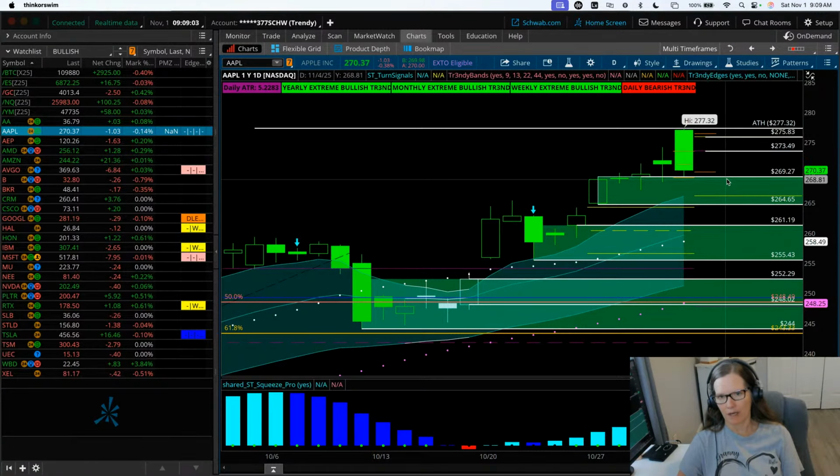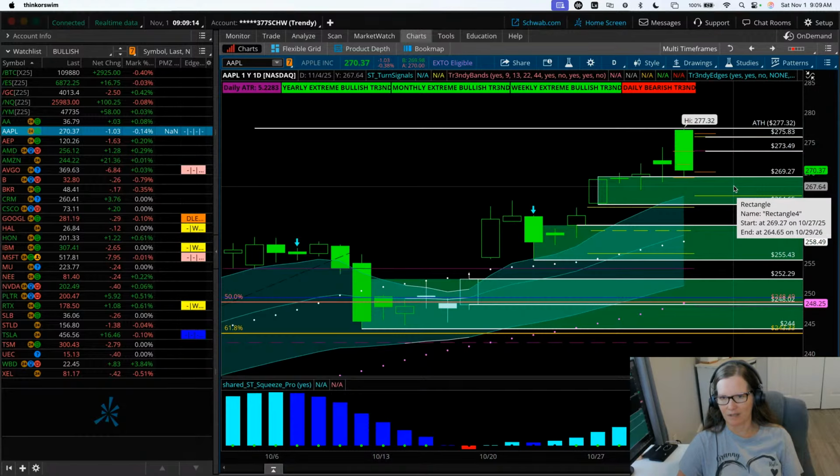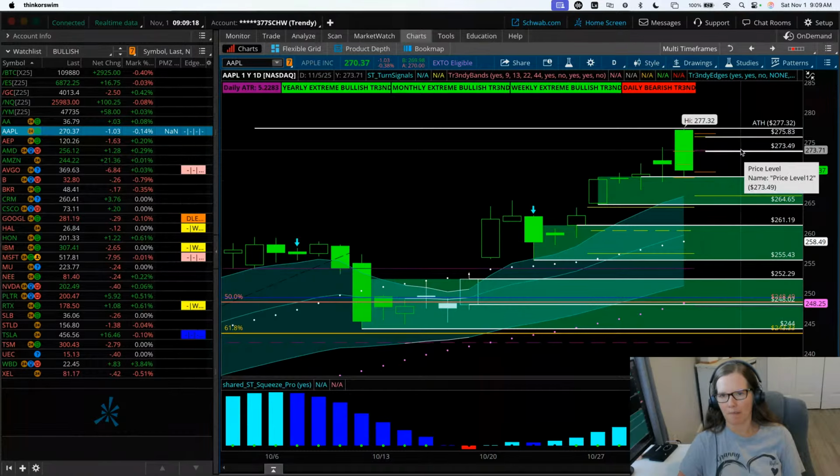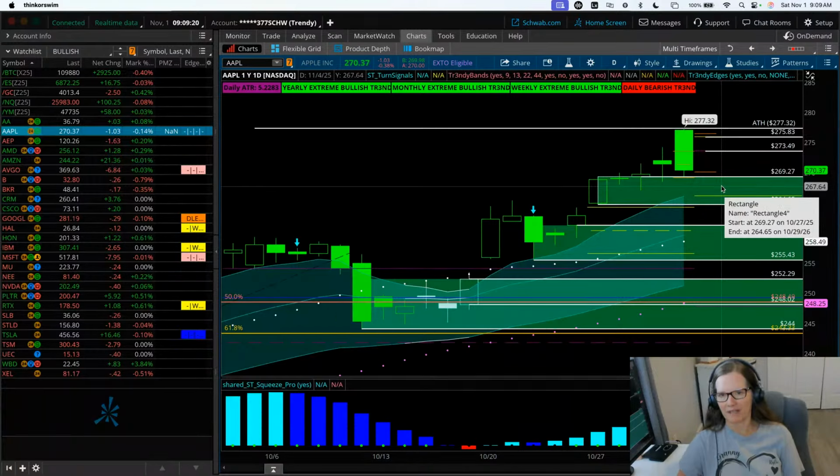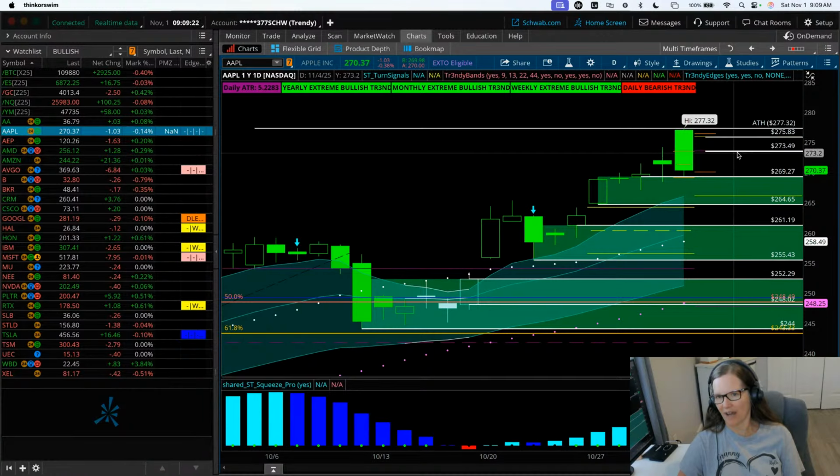How I would trade it would be to wait for higher lows in this zone followed by a breakout candle on a smaller time frame. So I'm going to say my risk is going to be somewhere around $4 and my initial reward would be somewhere around $5 to $6. So the risk to reward would be there on Apple.